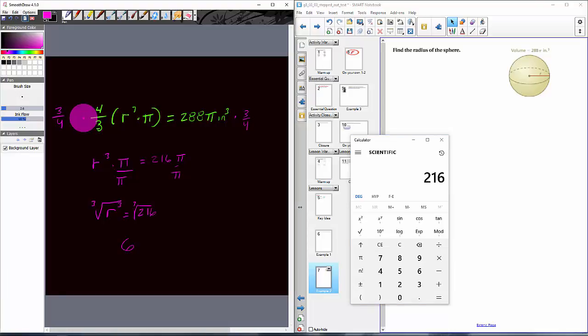And if I plug this back in, radius cubed, let's just try this. So radius cubed, of course, 6 cubed is going to be 216. I'll say times 4 equals, and then divided by 3. And I'm right back to that 288 pi. So the answer here is 6.